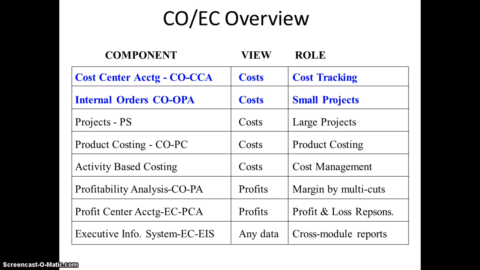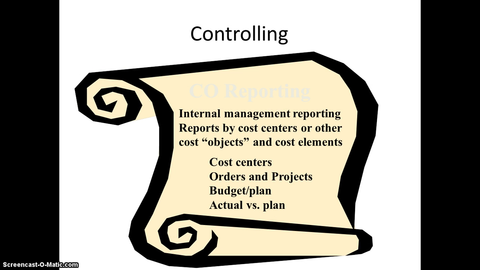So we have the CO overview: cost center accounting, cost tracking, internal orders, small projects, and projects PS, large projects, product costing, activity based costing, profitability analysis, profit center accounting, and the executive information system. All this comes under the controlling part. Internally, controlling deals with internal management reporting, or internal reporting by cost centers or other cost objects and cost elements. Cost centers, orders and projects, budget plan, actual versus the plan. These are all maintained at the controlling level.